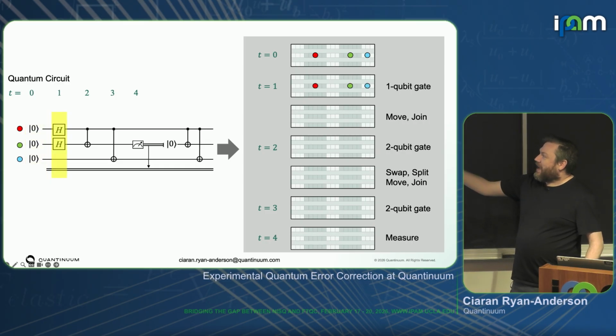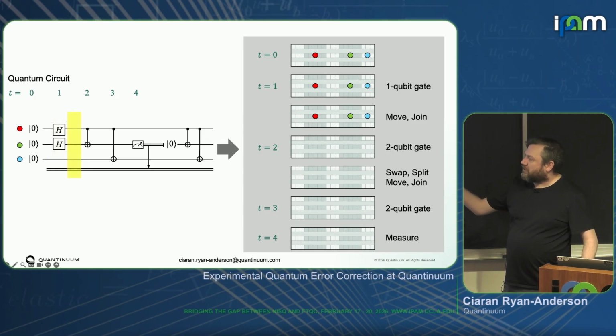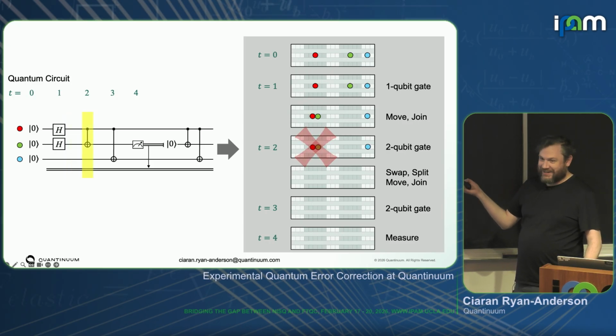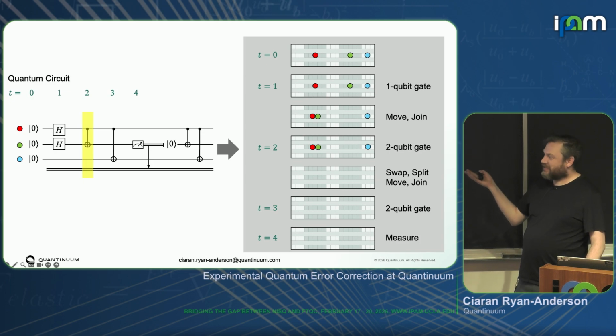Anyway, if you want to do the Hadamard, they're already pre-sorted into those zones, so we can fire the lasers and they apply the Hadamard. Then we need to do this 2-qubit interaction, so we need to bring the red and green qubits together and join them into a single crystal. So they come together, merge, and then lasers go off to do a 2-qubit gate, a Mølmer-Sørensen gate.